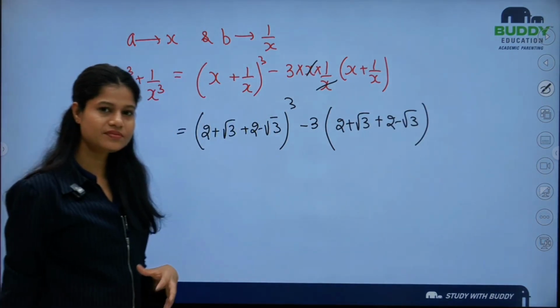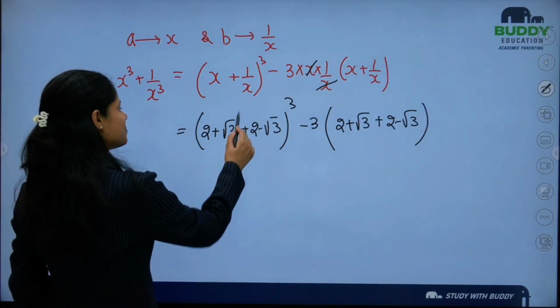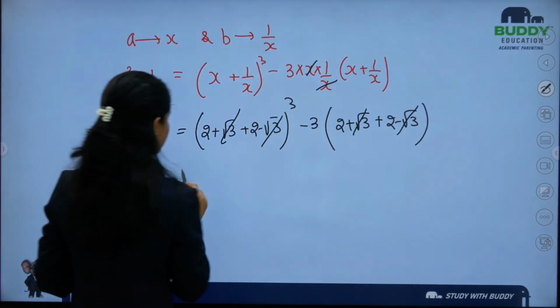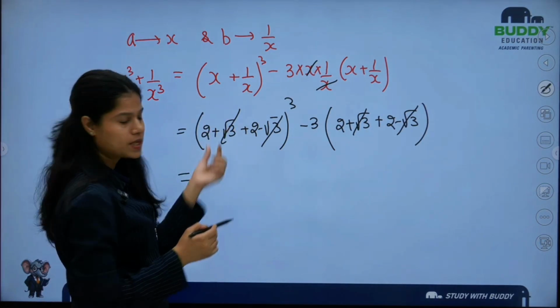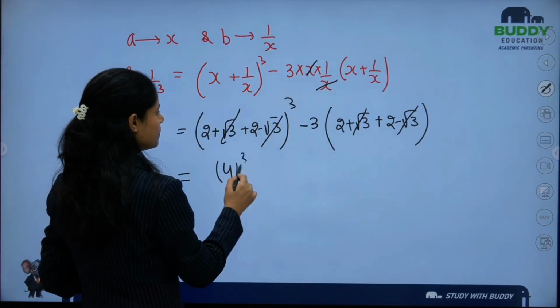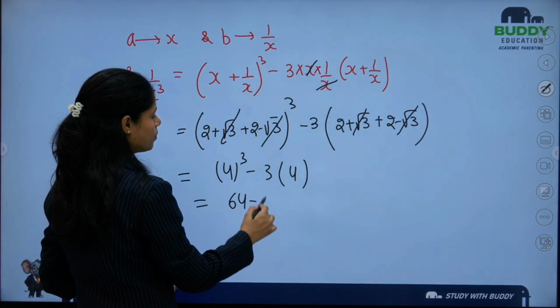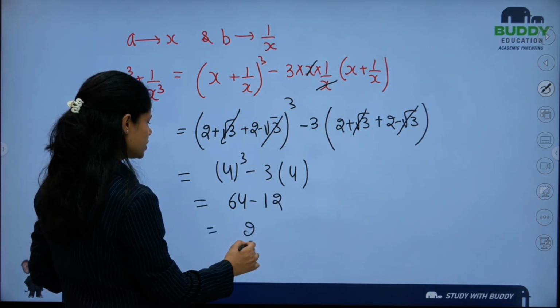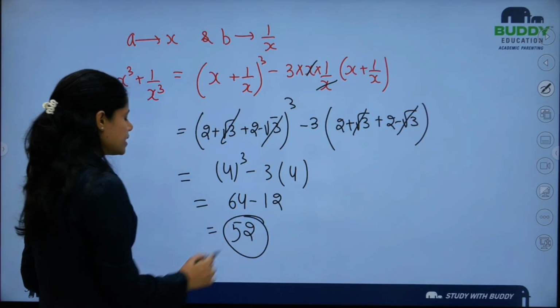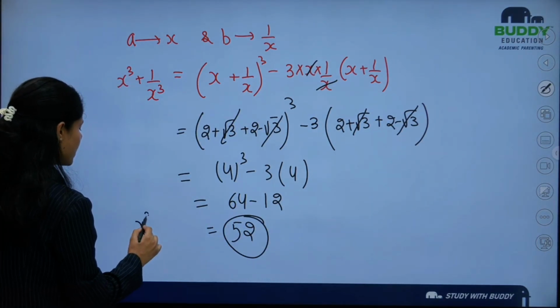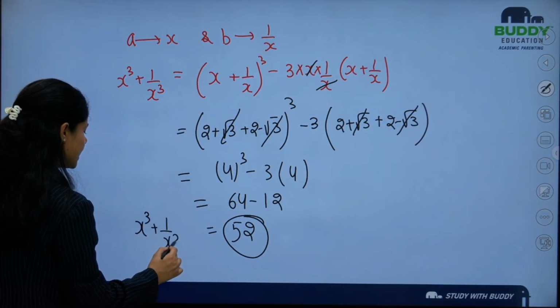Now after this, calculation is very simple. This will be cut down and then you will be left with 2 plus 2, 4 cube minus 3 into 2 plus 2, 4. So this will be how much? 64 minus 12. So your answer will be 52. 52 is the value of x cube plus 1 by x cube.